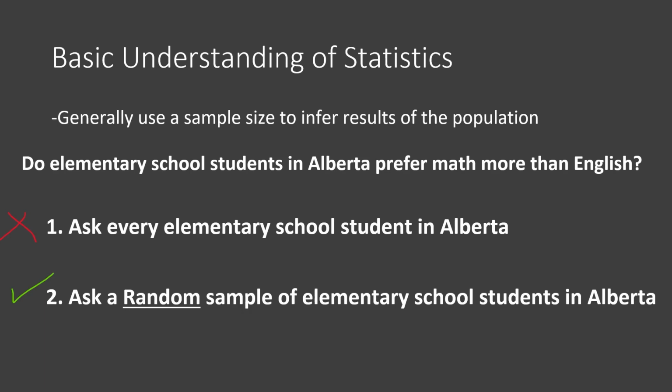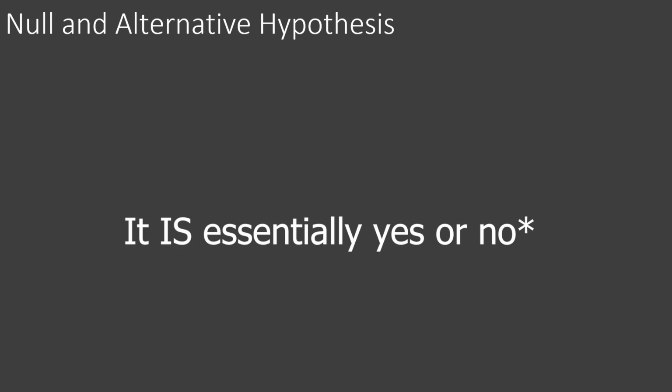Now, an important thing with your samples is that they obviously have to be random, and the sample sizes generally have to be somewhat large, generally a bit over 25, but we'll get into that. Another thing you need to know: null and alternative hypotheses. They're basically the two options you could choose from in a question. It's not yes or no, but more binary. It's either this or this.